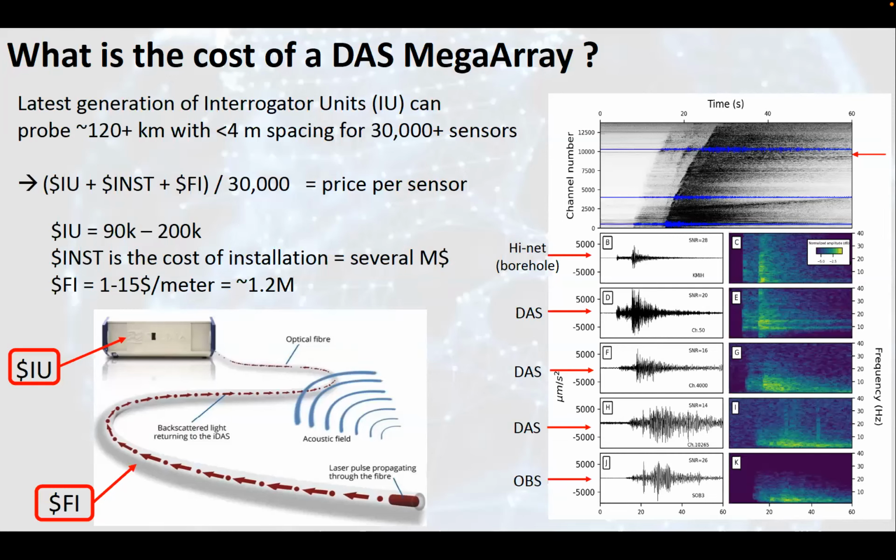What is the price of a mega DAS array? So what do you need if you want such an array? Well, you need an interrogator. The best interrogators now can sample up to 100, 120 kilometers. You need to install the fiber offshore. That can be extremely expensive, an operation of several millions. And then you also need a very expensive cable. However, next slide.